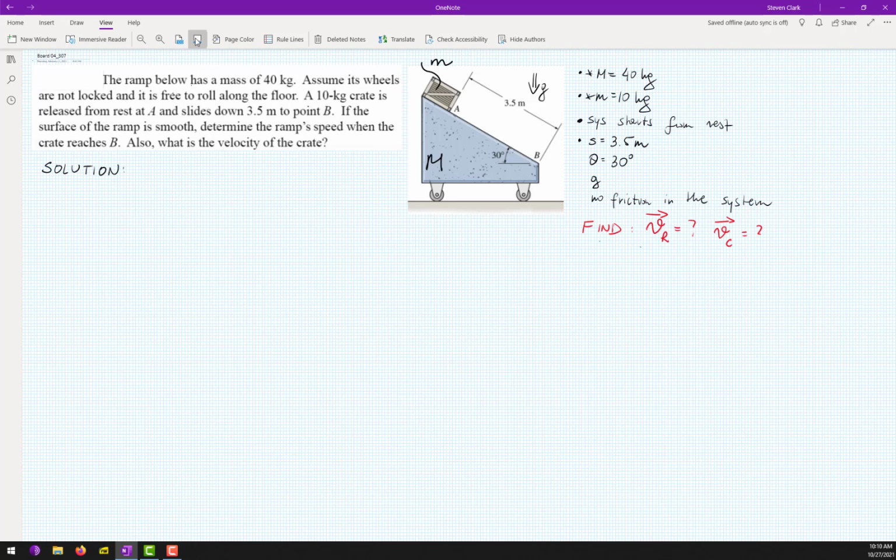And they told us to find velocity of this big thing and velocity of this little thing when little thing covers 3.5 meters, yes, down the incline. Okay? Any questions to the problem statement? Yeah. So if not, we will just follow exactly the same steps. Okay, we will start with momentum diagrams.